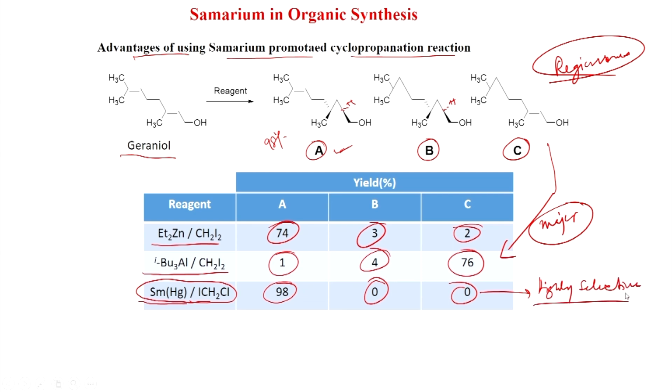So, with samarium mercury, ICH2Cl, you get regioselective as well as stereoselective cyclopropanation. So, high regioselectivity as well as diastereoselectivity is obtained. Here the stereochemistry is retained, here they are cis, here also cis. And this is from the Journal of Organic Chemistry, 1989.